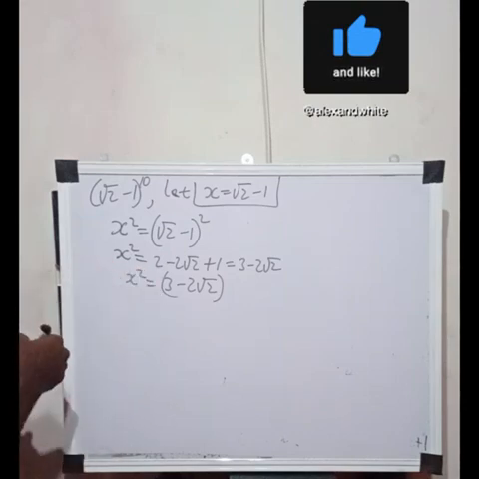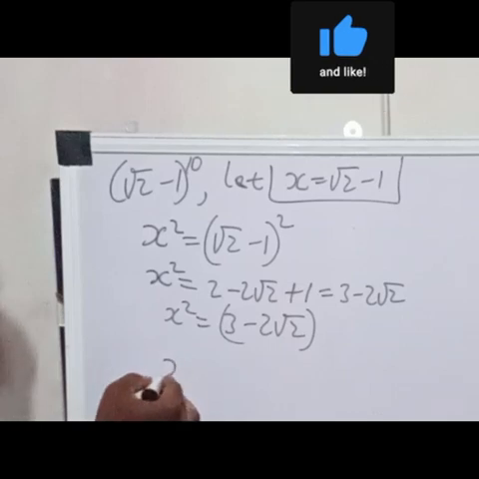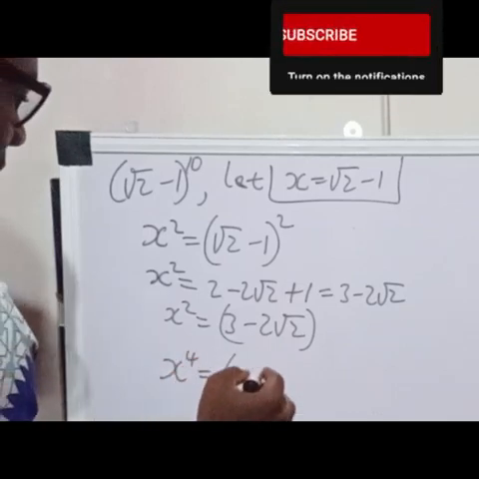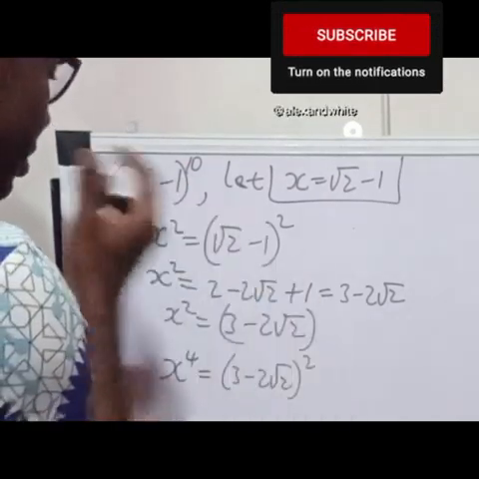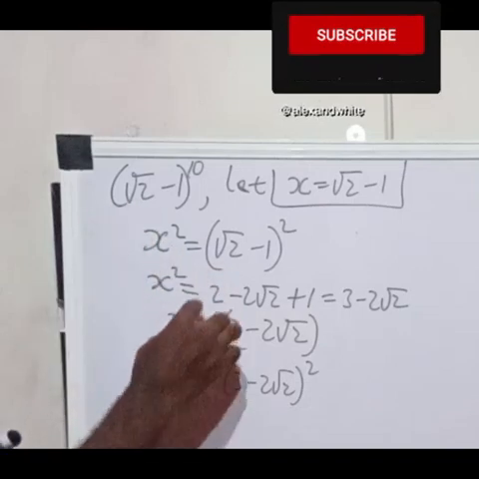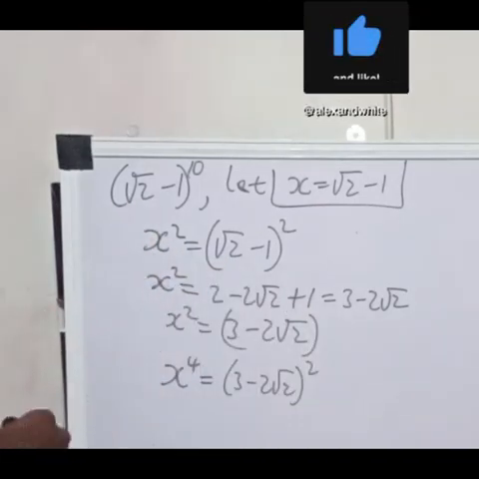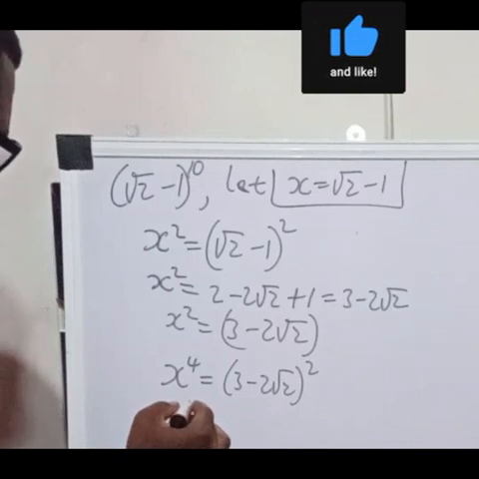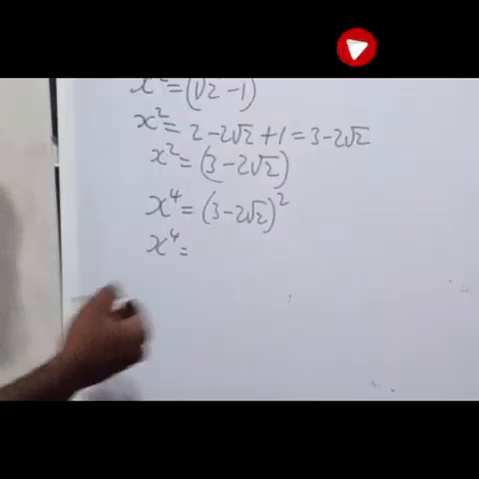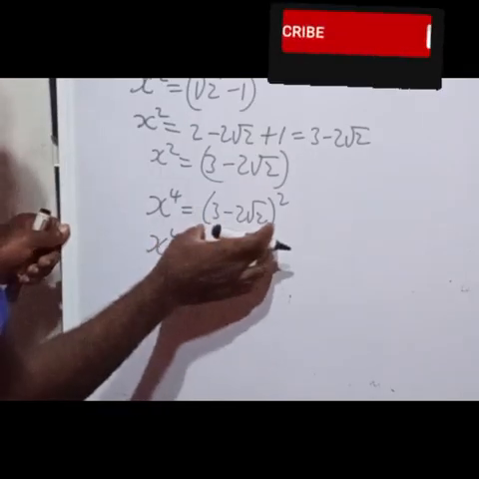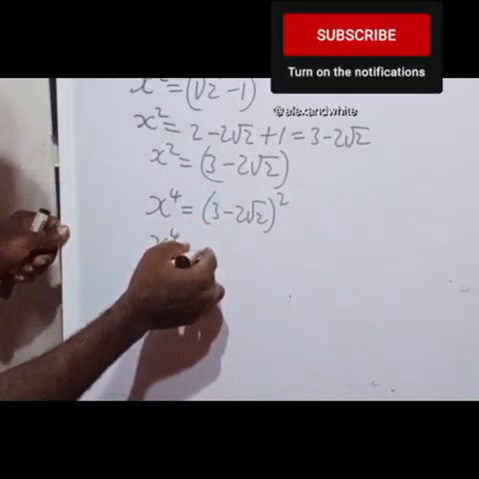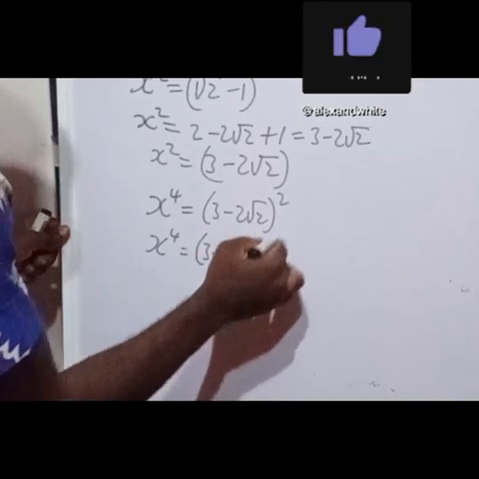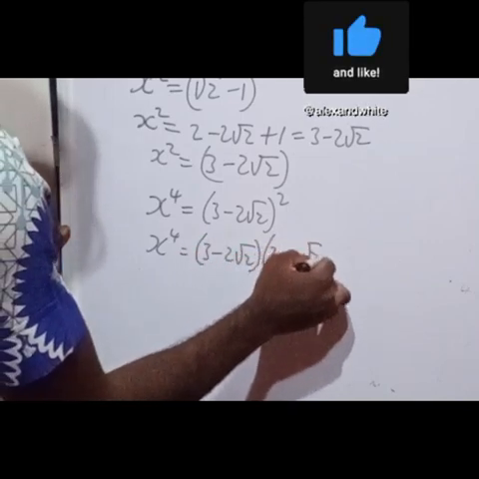If we square this x squared to have x raised to the power 4, this is going to give us 3 minus 2 root 2 squared, because this is x squared. So if you square x squared, it means squaring this. And if we expand x raised to the power 4, we split this into two brackets and multiply out. We are going to have 3 minus 2 root 2 into another 3 minus 2 root 2.